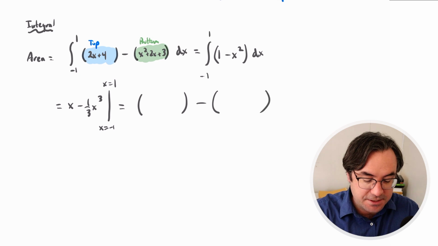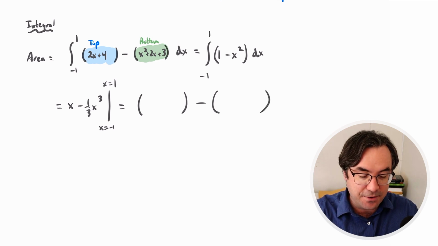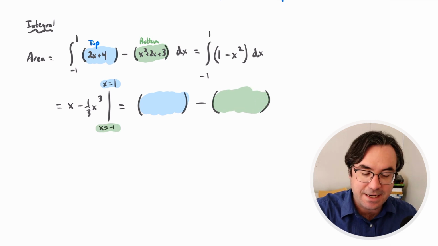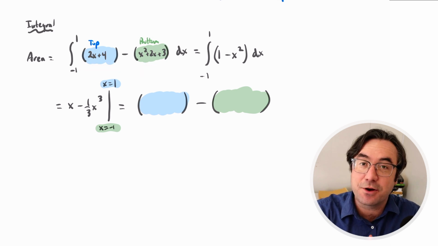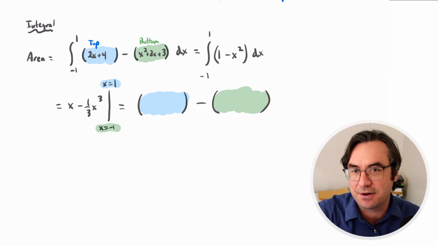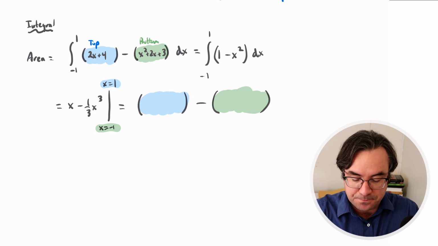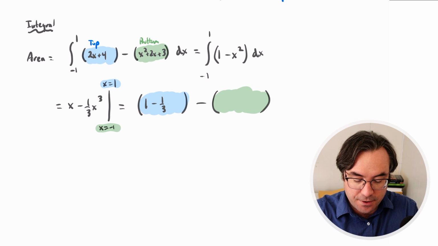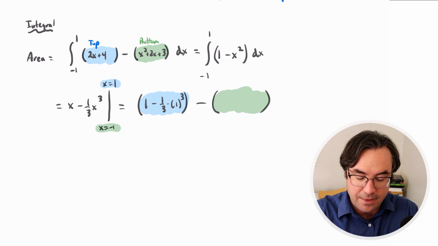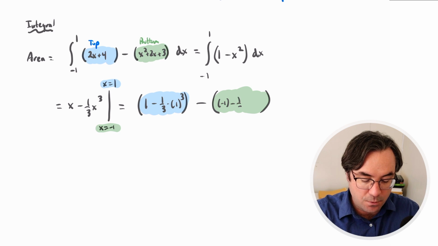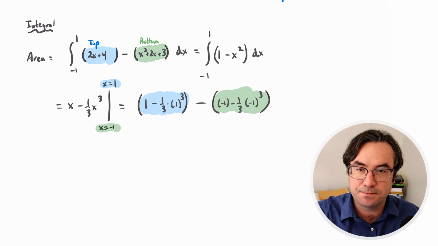So again, get a nice set of parentheses all set up, and when we evaluate, top number gets plugged in first, and then bottom number gets plugged in second. You can remember the way you set up the area calculation is very similar to how you set up and do the evaluation for a definite integral. So top number goes in first, and we get 1 minus 1/3 times 1 cubed. And then take the bottom number, plug it in. We get -1 minus 1/3 times -1 cubed.